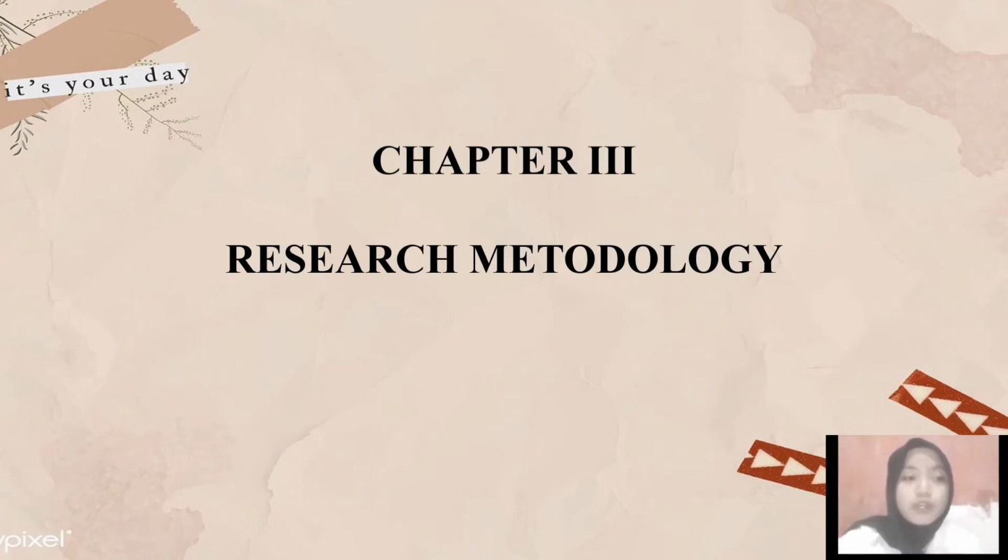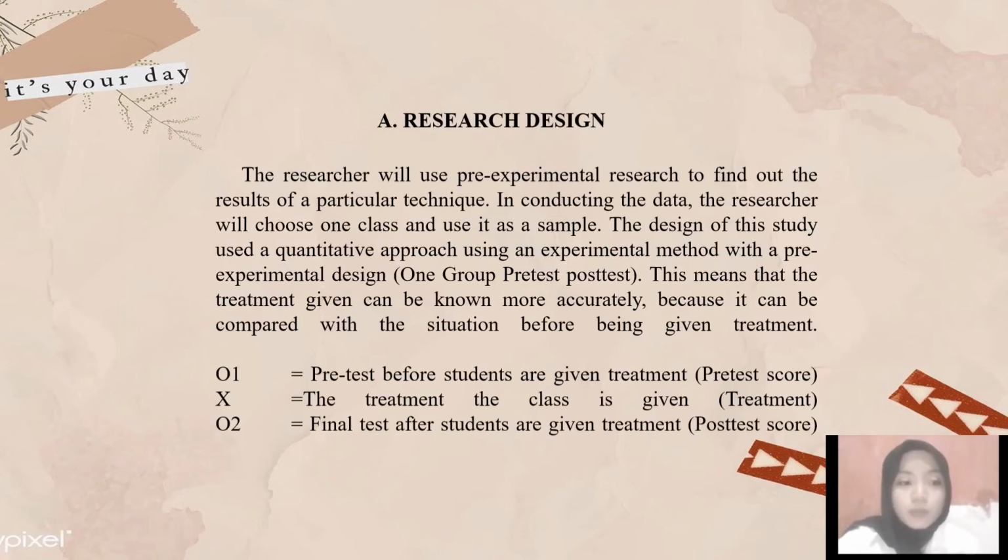Next is research design. In this section, I as a researcher will use pre-experimental research to find out the result of a particular technique. In conducting the research, the researcher will choose one class and use it as a sample. The design of the study uses a quantitative approach, using an experimental method with a pre-experimental design.